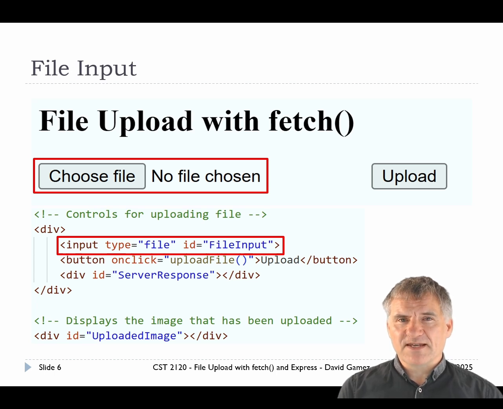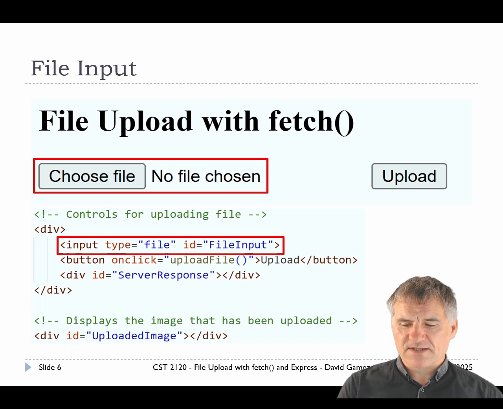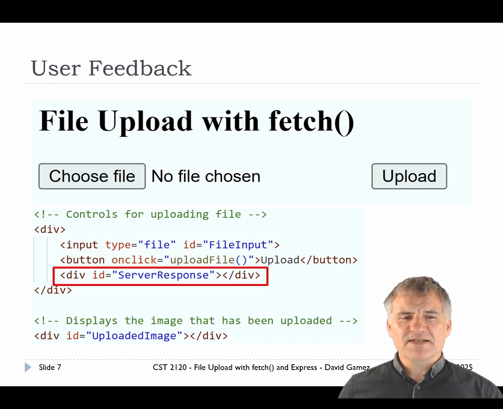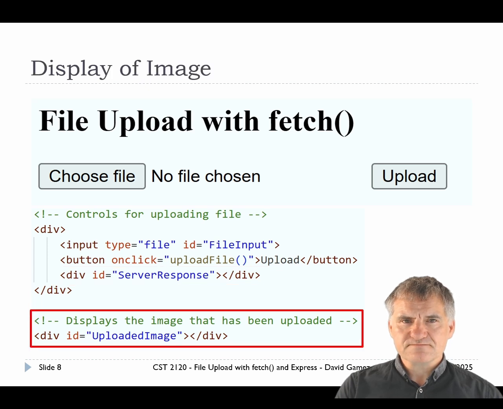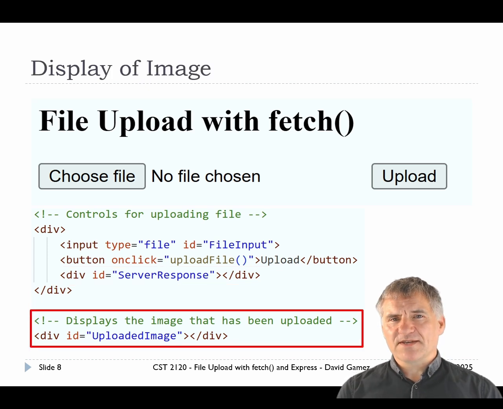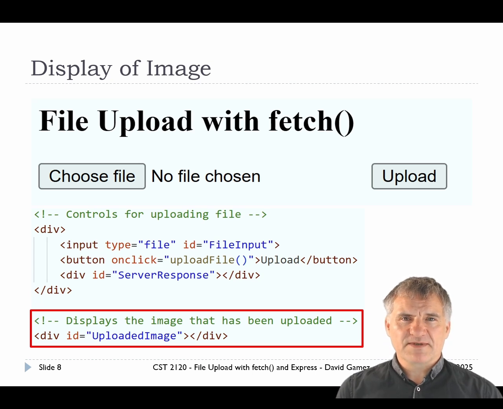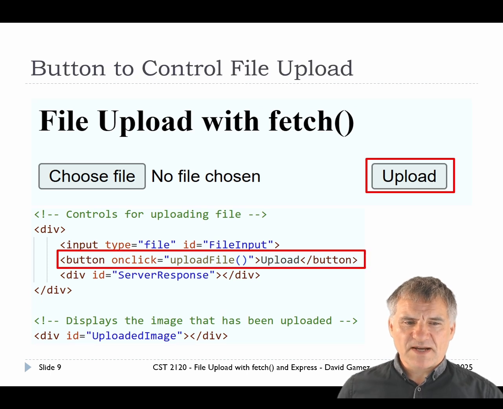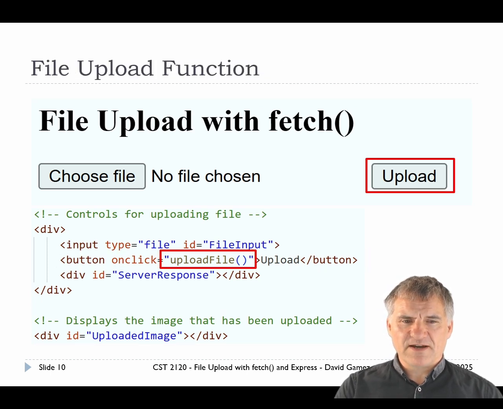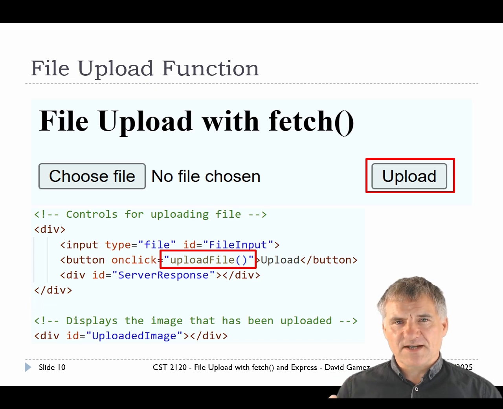Make sure you give it a sensible ID, and you're going to need that ID in the JavaScript to actually support the uploading process. In this simple example, I've got a div that will display the feedback to the user, whether it uploaded, whether it didn't upload. And then I've got another div down here where the file that has been uploaded will be displayed, and I'll come to explain that towards the third part of this lecture. Then we've got a button that triggers a function called upload file. And then that does the work of extracting the file and sending it to the server.